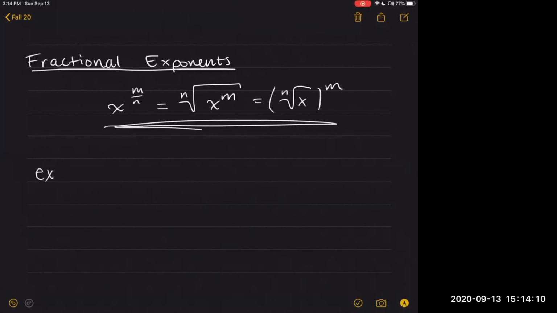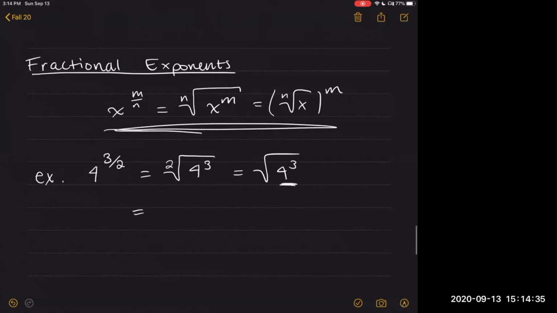So for example, if we do 4 to the 3/2 power, how do we figure out how to evaluate that? Well, we're going to follow the rule, right? We're going to do square root of 4 to the 3rd, like that. I'm going to split this 4 to the 3rd power up a bit. I'm going to write square root of 4 squared times 4, which then I can split up again using our radical rules as square root of 4 squared times square root of 4.